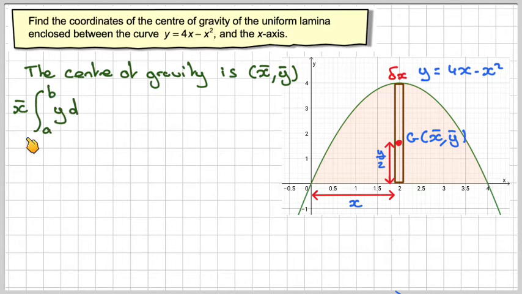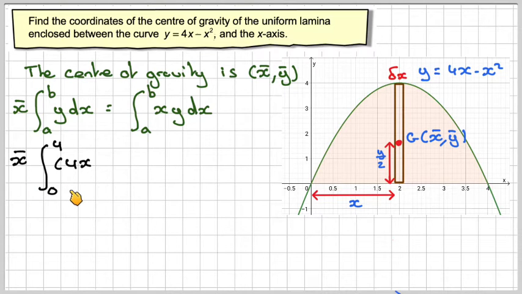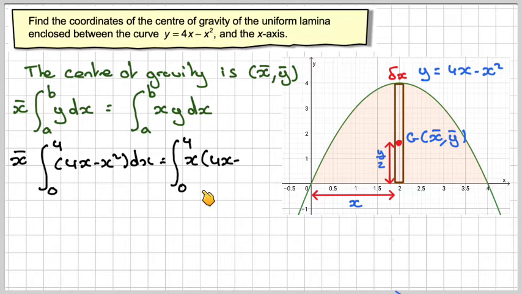So it's x bar times the area is equal to the area times x, for the distance is x, and don't forget the uniform mass, so the m's will cancel out. So doing the integral, we've got x bar times the integral of 4x minus x squared dx, which is equal, from 0 to 4, to the integral of x times 4x minus x squared dx.